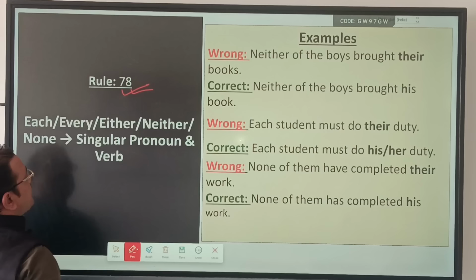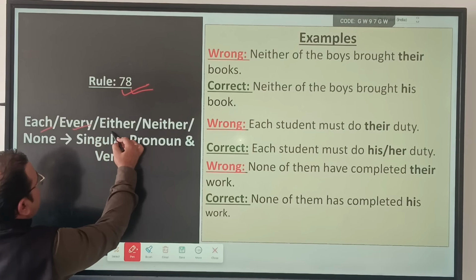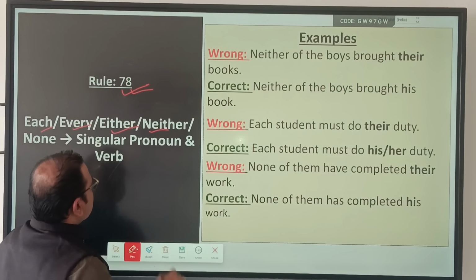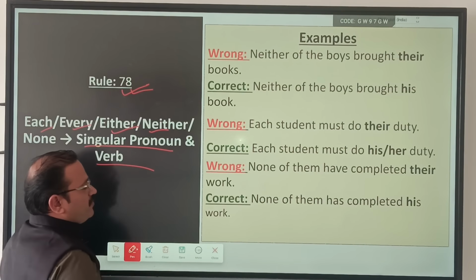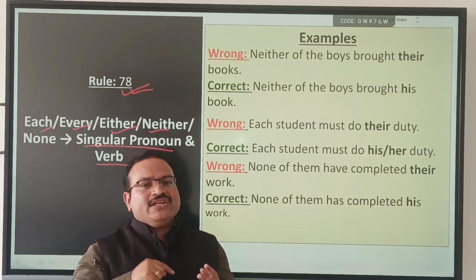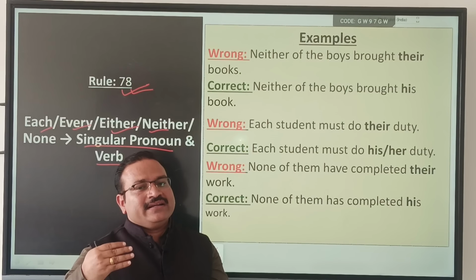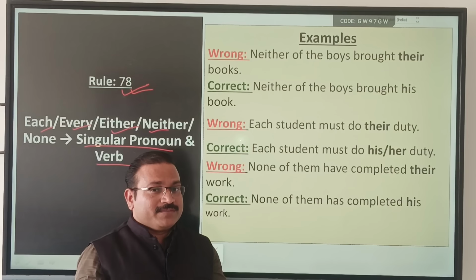Rule number 78, very, very important. Each, every, either, neither: singular pronoun and singular verb. In subject verb agreement, we have already discussed this. Each, every, either, neither, these are what? Singular, and they take singular verbs.